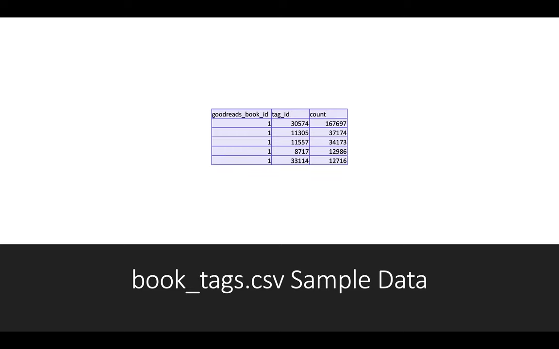So you can see that book number 1 there at the top is related to tag 30574, and it's been linked that way 167,000 times. And so you can see how a book relates to a tag, and you can see how many times that relation is created. And that means that many users, 167,000 users in this particular case, have read book 1 and have gone in and tagged it as this particular tag. And I don't know what that tag is without going in and looking for it. But so you can see how tags relate to books.